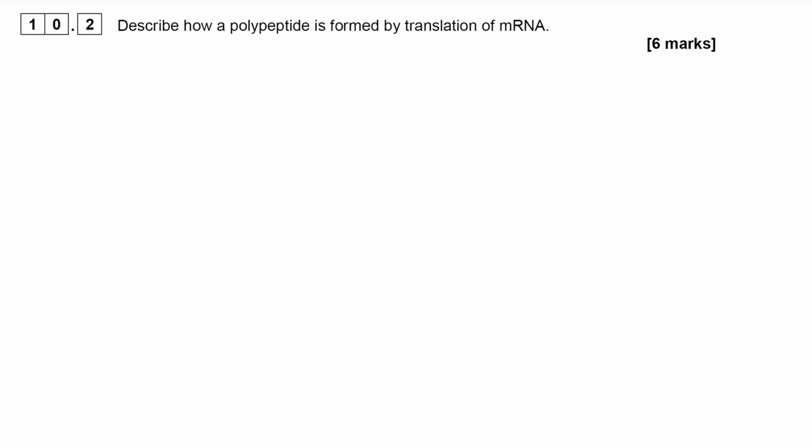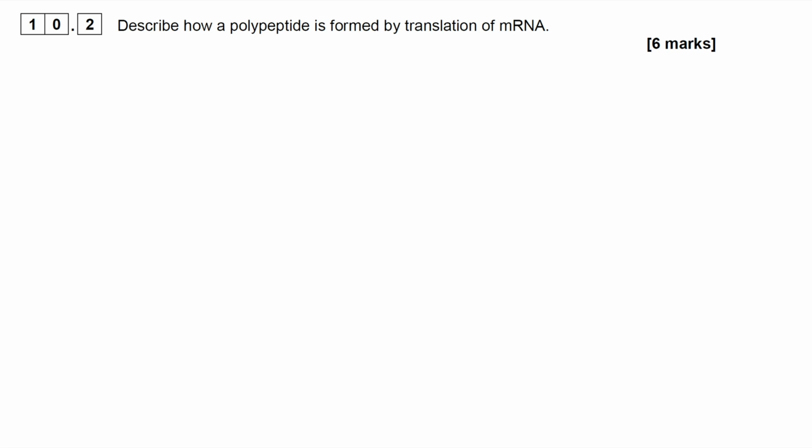Okay, the next part of the question is, describe how a polypeptide is formed by translation of messenger RNA. Again, it's for 6 marks, so we need a bit of detail here. So basically what it's asking here is about the details of the translation, which is when the messenger RNA goes from the nucleus into the cytoplasm and starts making proteins or polypeptides.